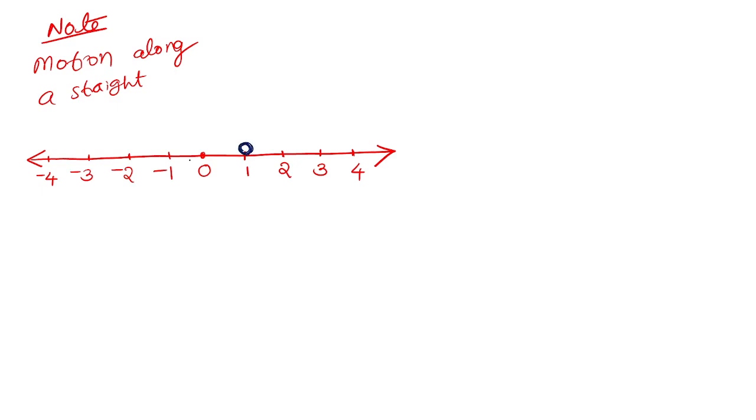Initially the body was at 1. It has got a displacement like this and reaches 4. A body has traveled from A and reaches B along a straight road. What is the displacement? If a body travels from A to B, there are plenty of questions like this. That is why I'm discussing this type of problem.